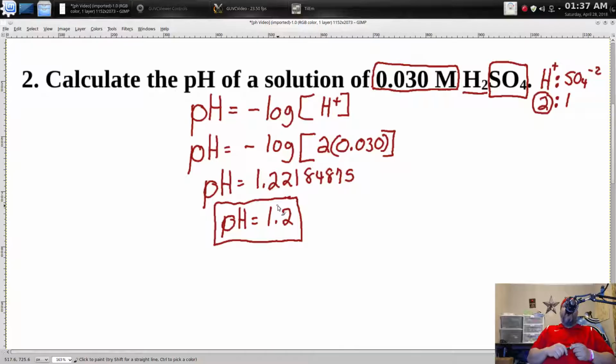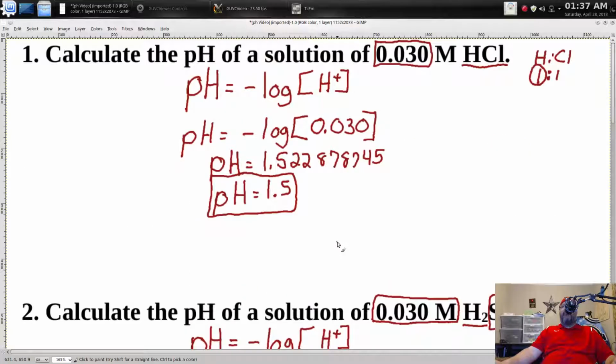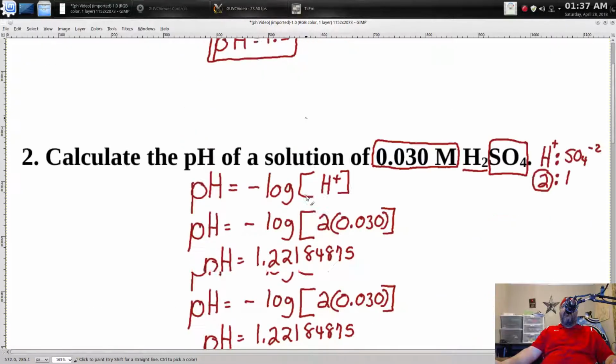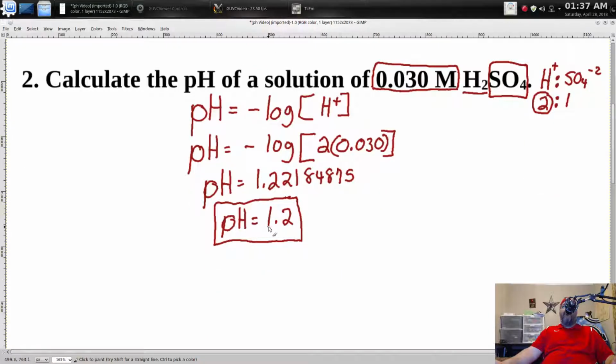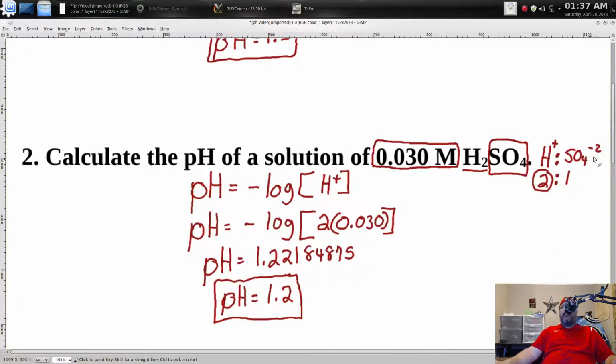So anyway, I hope this was helpful as far as acids go, because we've only got two more problems to do. We're going to do two bases this time. They require a little bit more work. All right, let's do a flashback real quick. Notice here we got a pH of 1.5, and down here we got a pH of 1.2.